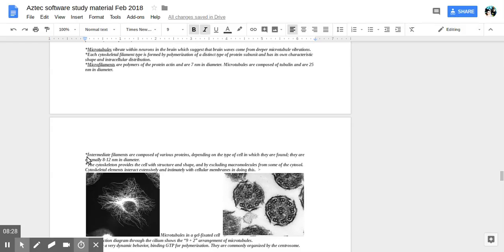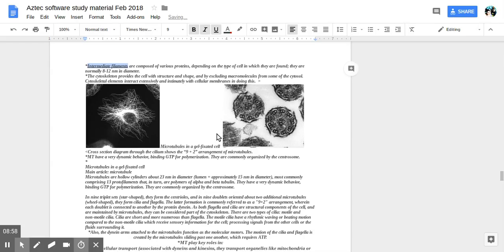The cytoskeleton provides the cell with structure and shape, and by excluding macromolecules from some of the cytosol, cytoskeletal elements interact extensively and intimately with the cellular membranes. That's how they control what goes inside the cell and what goes out.